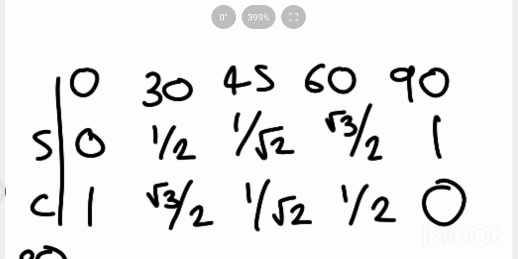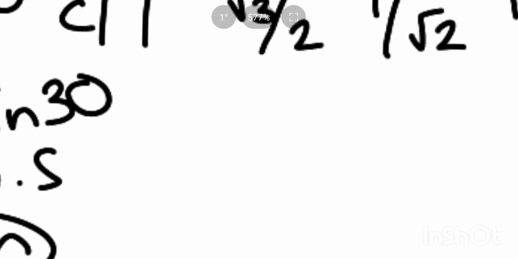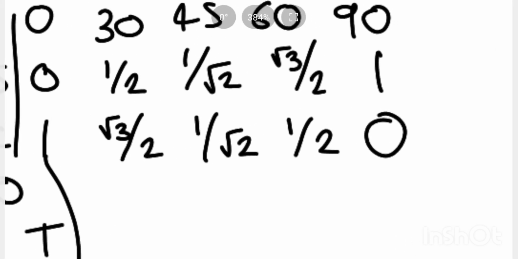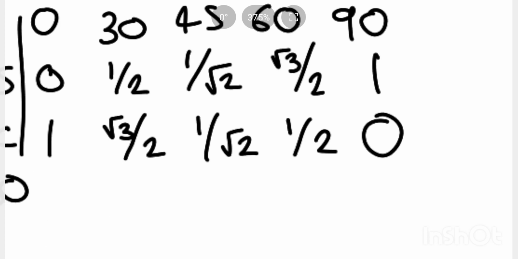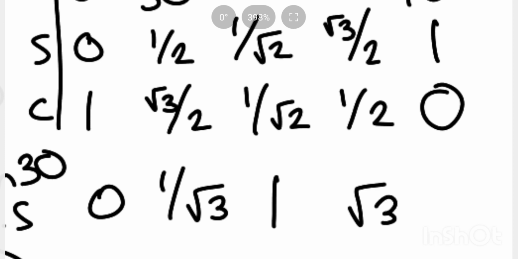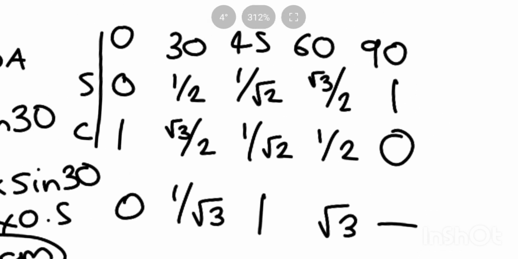And then tangent is a separate one in itself. The tangent of 0 is just 0. The tangent of 30 is 1 over root 3. The tangent of 45 is 1. The tangent of 60 is root 3, and for 90 degrees it is undefined.